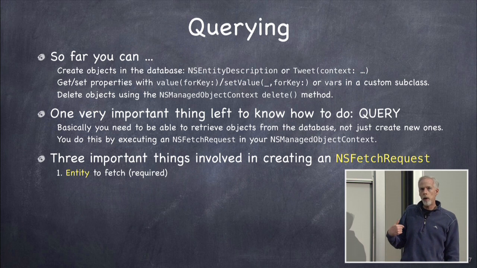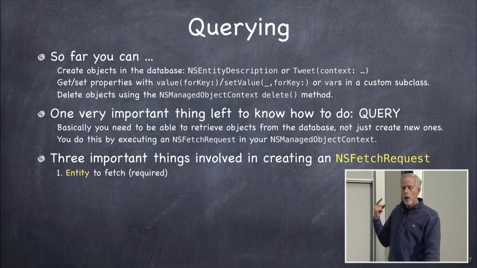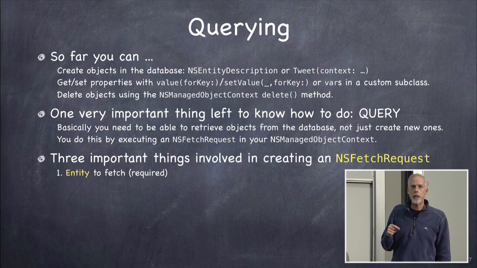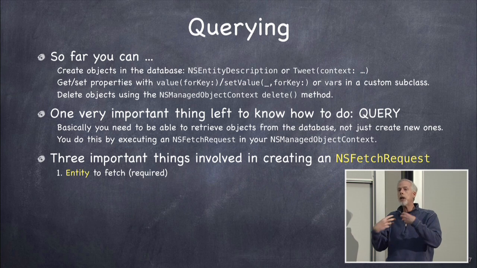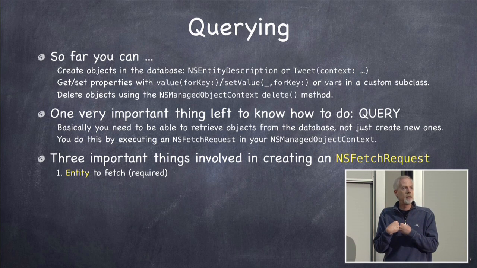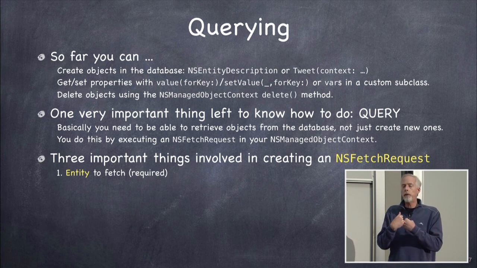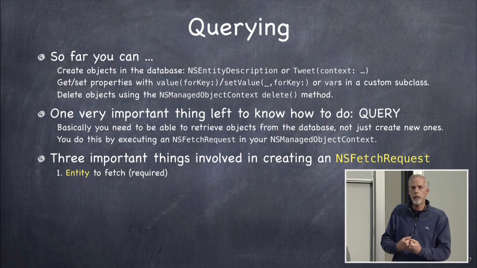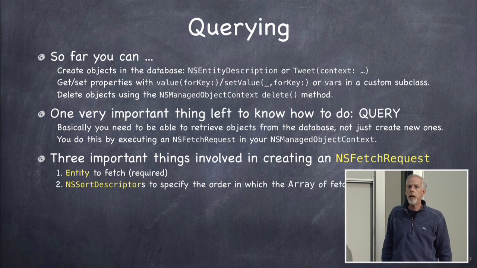When we're building one, there's three important things we need to know. One, what entity are we fetching? Because a fetch request can only fetch one kind of entity. There's no such thing as a fetch request that will give you some tweets and some Twitter users. No. A fetch always gives you all tweets or all Twitter users. Make sense? So that's the number one thing: we're going to create the fetch request, and it will be a fetch request for a very specific entity, and it will only be able to fetch those entities.